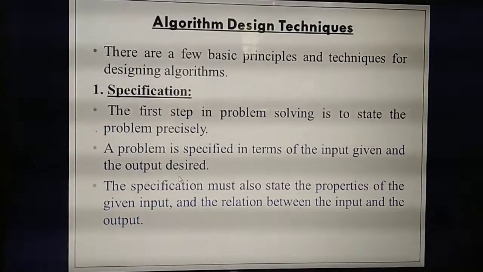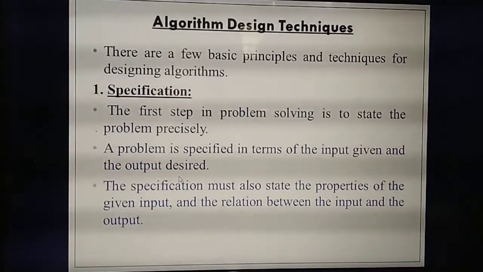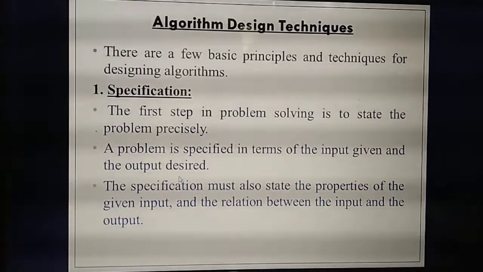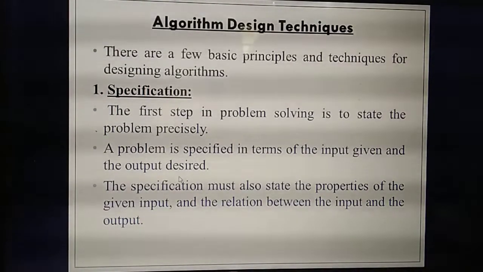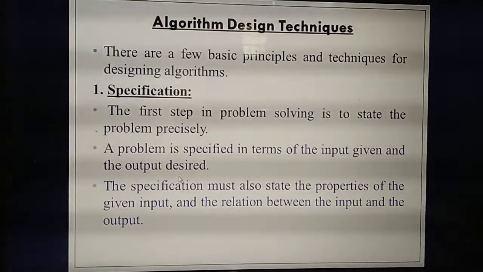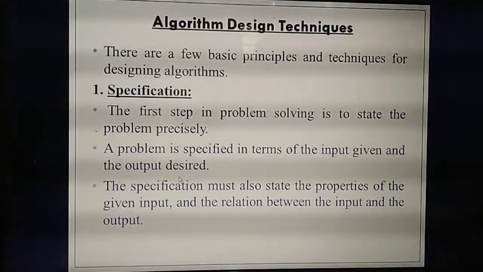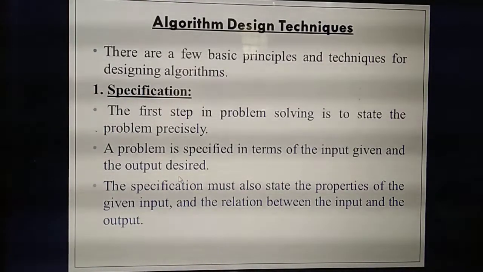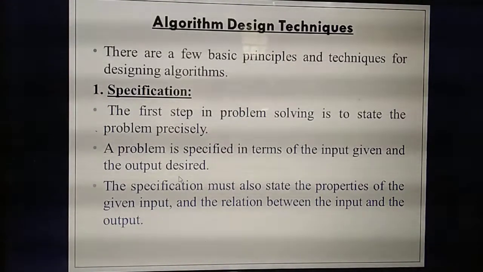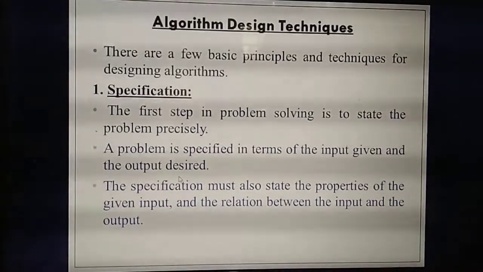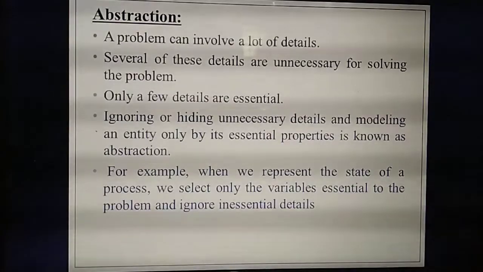So in specification, 3 points you have studied. First you need to define the problem in a very short manner. Second, you need to write what inputs are given, and based on that you will get the proper output. Third, you should specify the state or properties of each input. Then based on that input you get the output; that is the relation between input and output you are going to define. Understand? So next thing is abstraction.